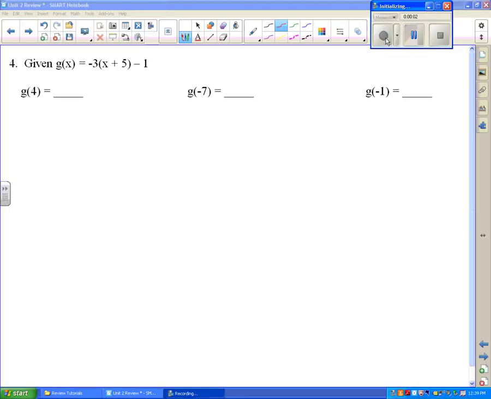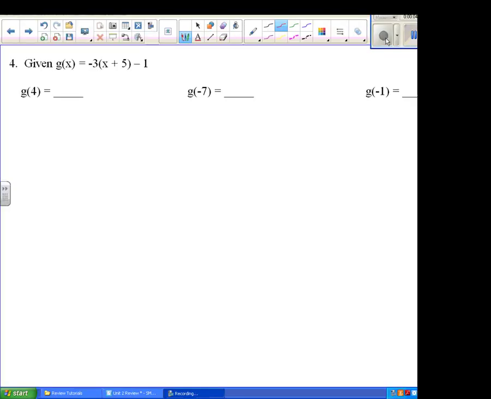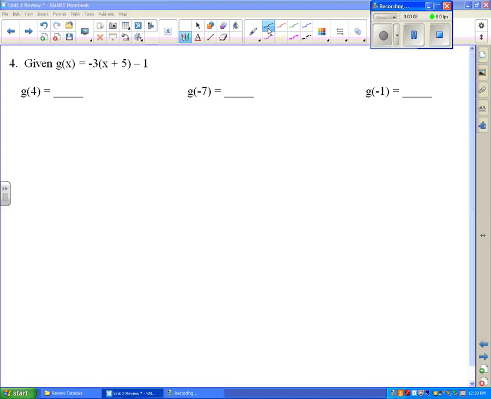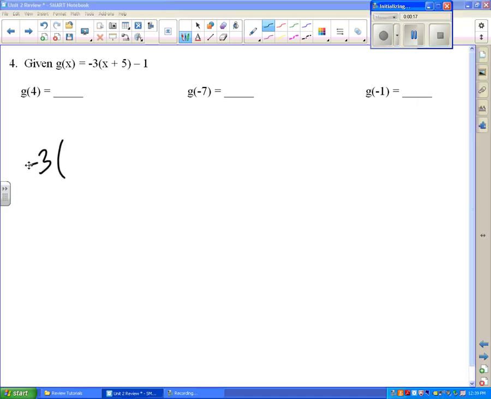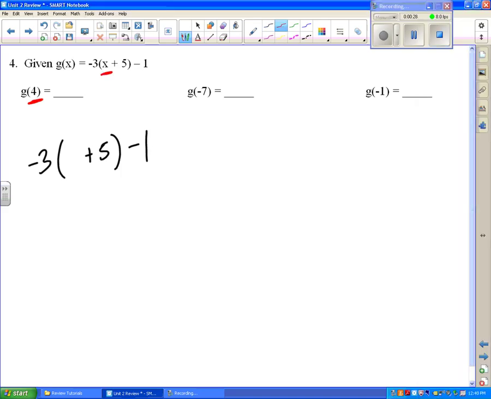Question 4, given g of x equals negative 3 times the quantity x plus 5 minus 1, solve for g of 4, g of negative 7, and g of negative 1. So here's our equation, negative 3 times x plus 5, minus 1, right? And we're going to substitute in this case, it's our negative 4 because there was an x right there. So we're going to say negative 4. And we're going to solve this.